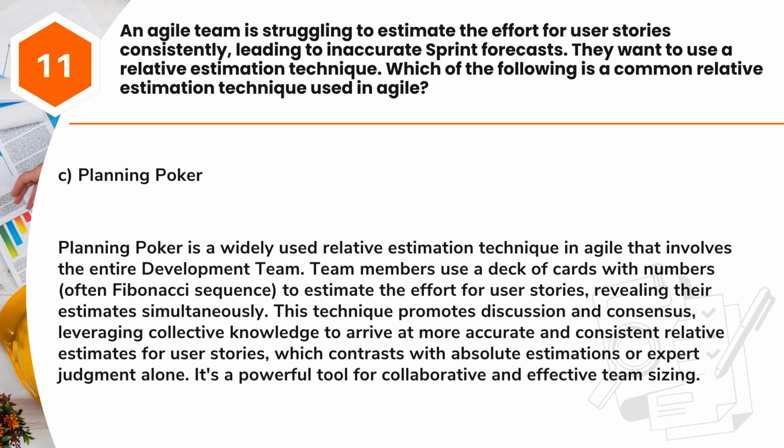Answer: C. Planning poker. Planning poker is a widely used relative estimation technique in Agile that involves the entire development team. Team members use a deck of cards with numbers, often the Fibonacci sequence, to estimate the effort for user stories, revealing their estimates simultaneously. This technique promotes discussion and consensus, leveraging collective knowledge to arrive at more accurate and consistent relative estimates for user stories, which contrasts with absolute estimations or expert judgment alone. It's a powerful tool for collaborative and effective team sizing.